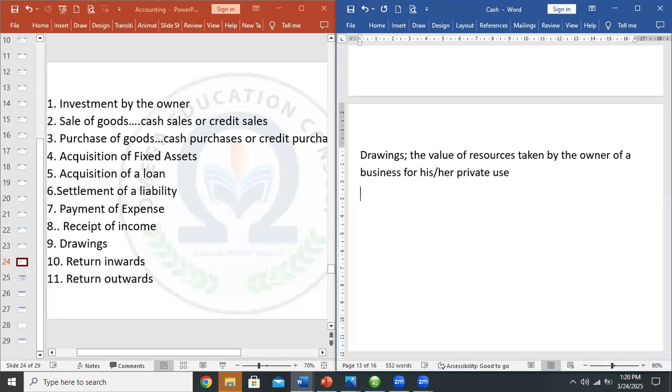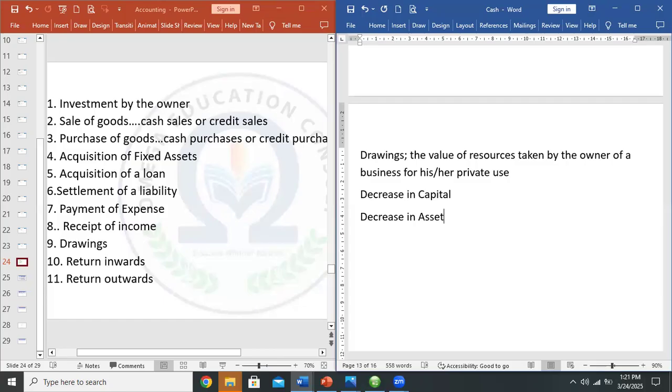Now, if it occurs, what entries are you supposed to make? Professors, drawings decrease capital. So decrease in capital and decrease in assets. Because remember, whatever the owner is going to take away would be a resource, an asset. It could be a land, it could be cash, it could be check, right? That's the bank, or it could even be the stock, the goods that we have. So there's always going to be decrease in assets and decrease in capital. Let me cite an example for you to appreciate.